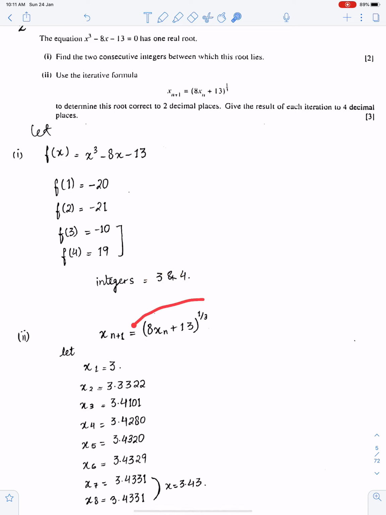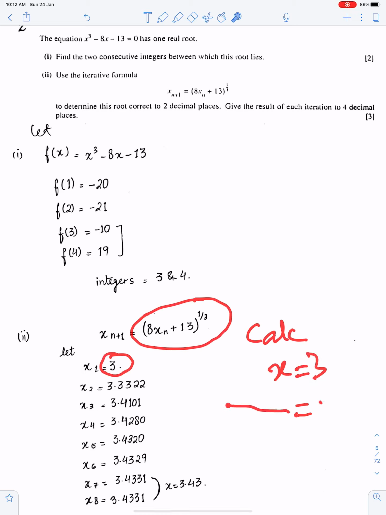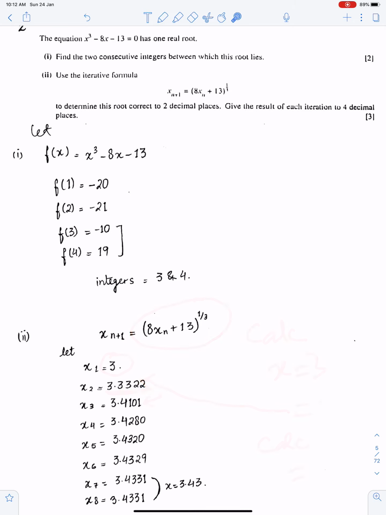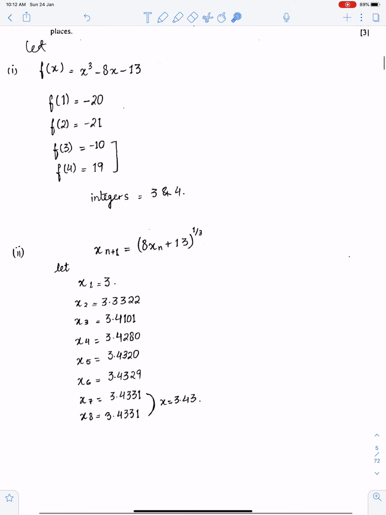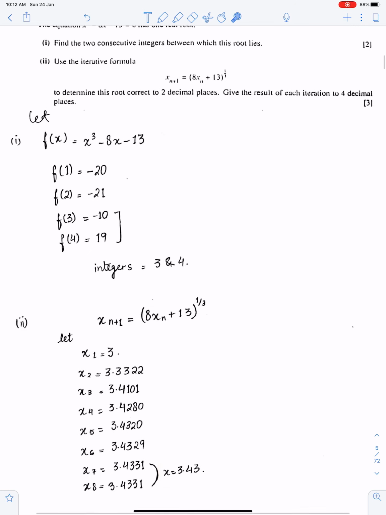So first put this equation in your calculator and then press the calculation button and then put 3 in your calculator and then press equal. So the calculator will give you this number. Then press the calculation button again and then put this number and press equal. The calculator will give you this number. You have to repeat the process until you get a repeated number. This is the repeated number. So stop your process and then write your answer up to 2 decimal places because it is required.